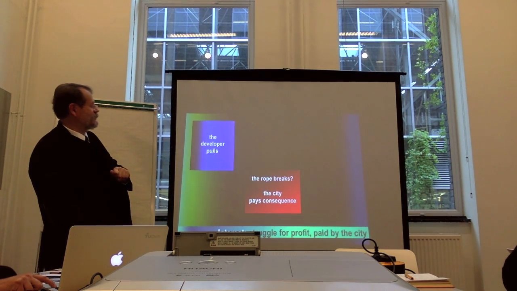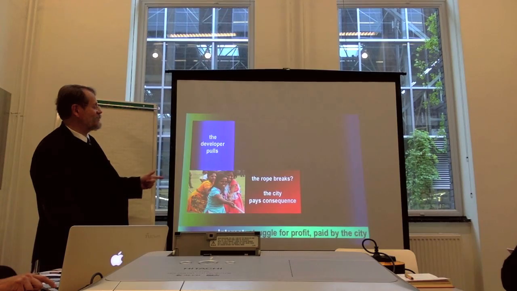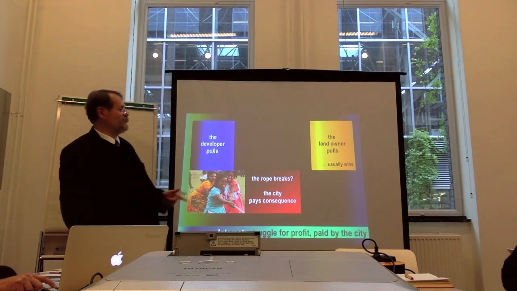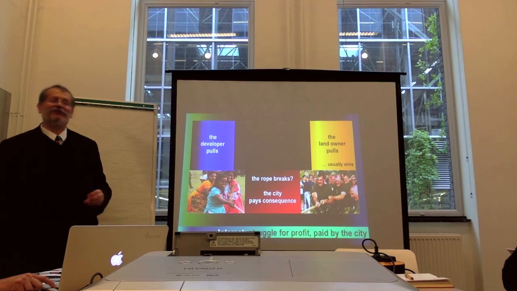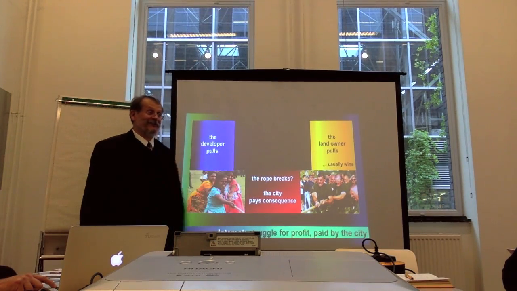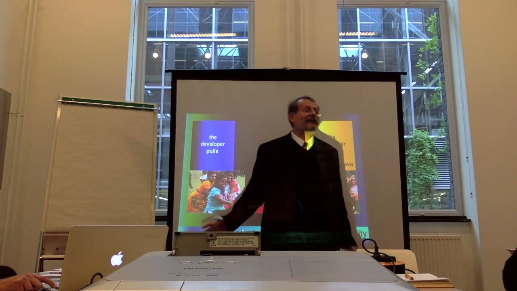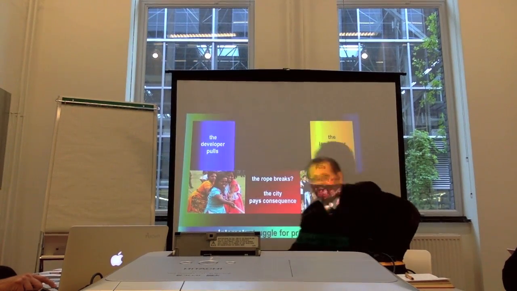Next one. The developer pulls from one side, and the landowner pulls from the other side. Who do you think wins? Who is stronger? The landowner has more time. He can just wait. Yes, I can wait. You cannot pay for my land.